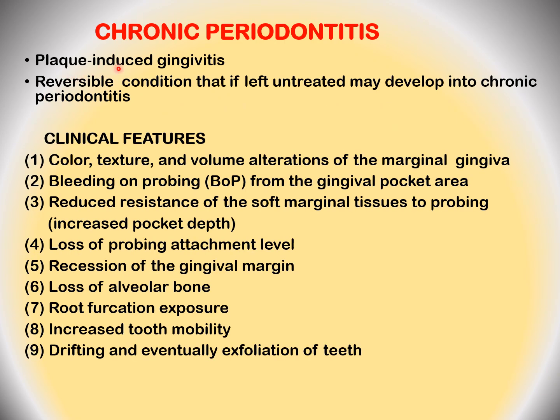Chronic periodontitis originates as plaque-induced gingivitis. Gingivitis is a reversible condition, and it may progress into chronic periodontitis if left untreated. It has various clinical features. For example, there is alteration in color, texture, and size of the marginal gingiva. There is bleeding on probing from the gingival pocket. There is also increased pocket depth with loss of probing attachment level. We can see loss of alveolar bone and recession of the gingival margin. There is involvement of root furcation. Also, there is increased tooth mobility, and we can see pathological tooth migration. And in advanced cases, there is tooth exfoliation.